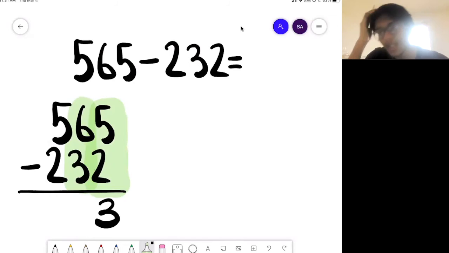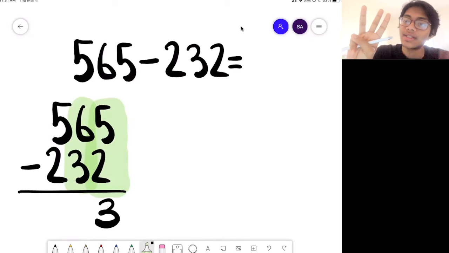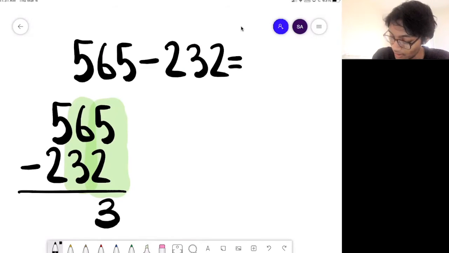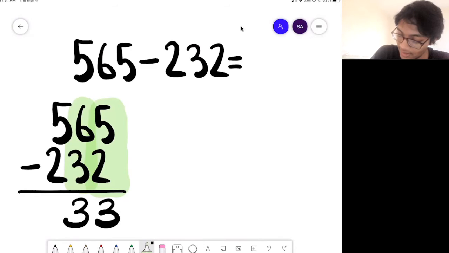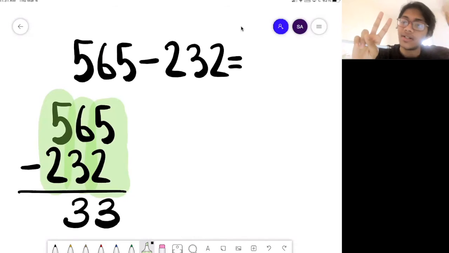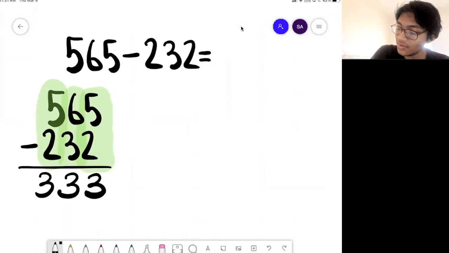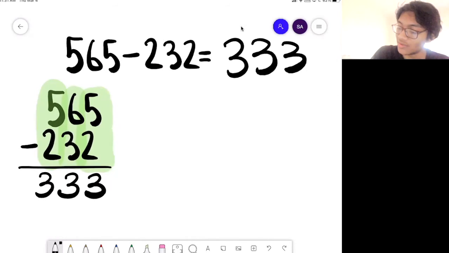So I got 6 in my head. I put up 3 fingers. So 6 in my head. I'm going to go backwards. 5, 4, 3. So 6 minus 3 is just 3. Next column, 5 minus 2. I got 5 in my head. I have 2 fingers. Count backwards. 5, 4, 3. So 5 minus 2 is 3. So 565 minus 232 is 333.